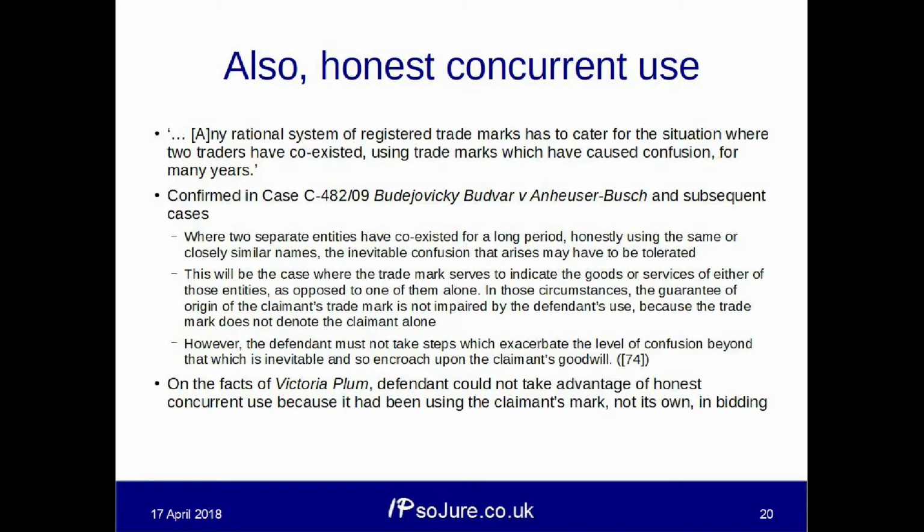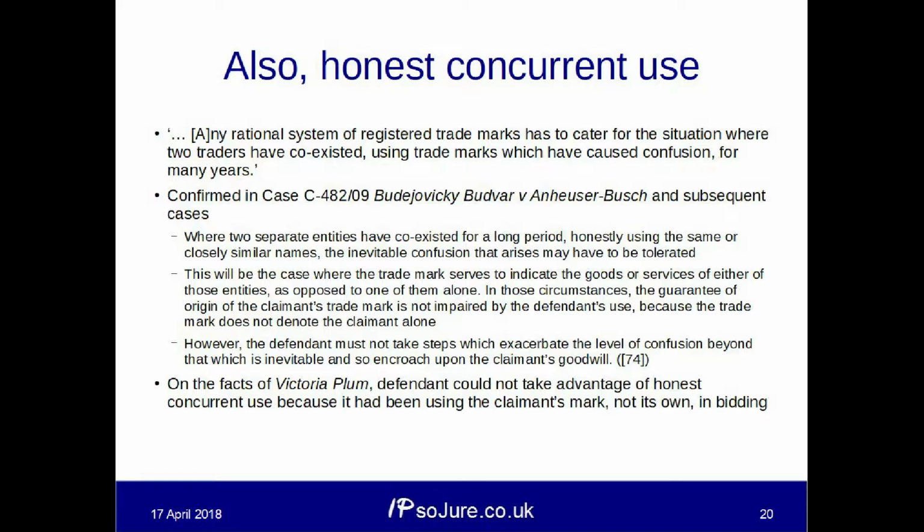And as Mr. Justice Carr says in this case, any rational system of registered trademarks has to cater for the situation where two traders have coexisted using trademarks which have caused confusion for many years. Victoria Plum and Victoria Plumbing. But the principle is recognised in EU law, in one of the myriad Budweiser cases, where the Court of Justice said that where two separate entities have coexisted for a long period, honestly using the same or closely similar names, the inevitable confusion that arises may have to be tolerated.